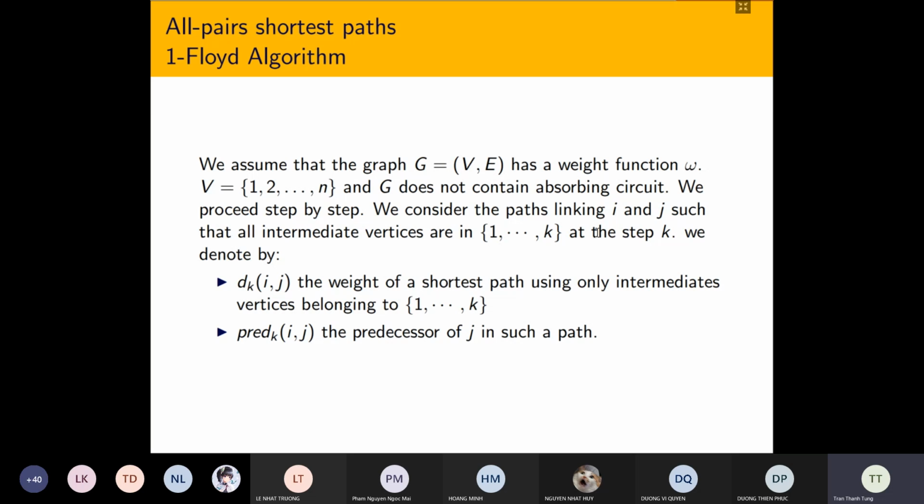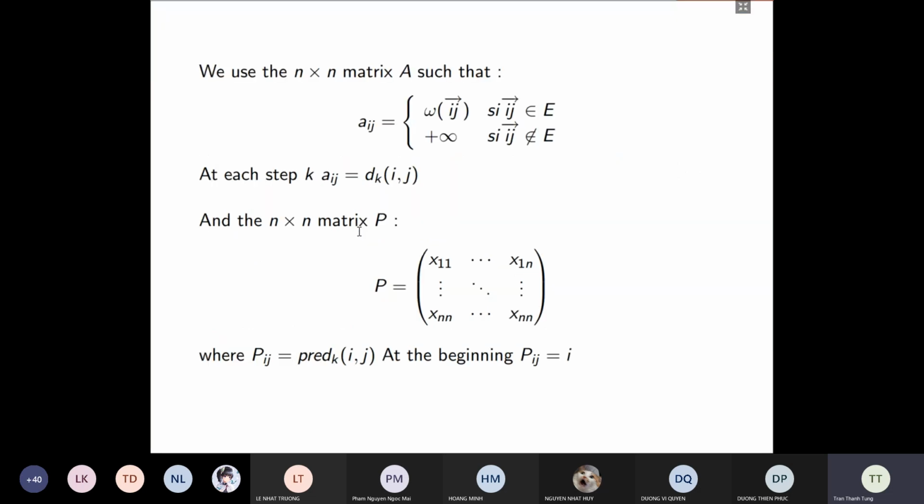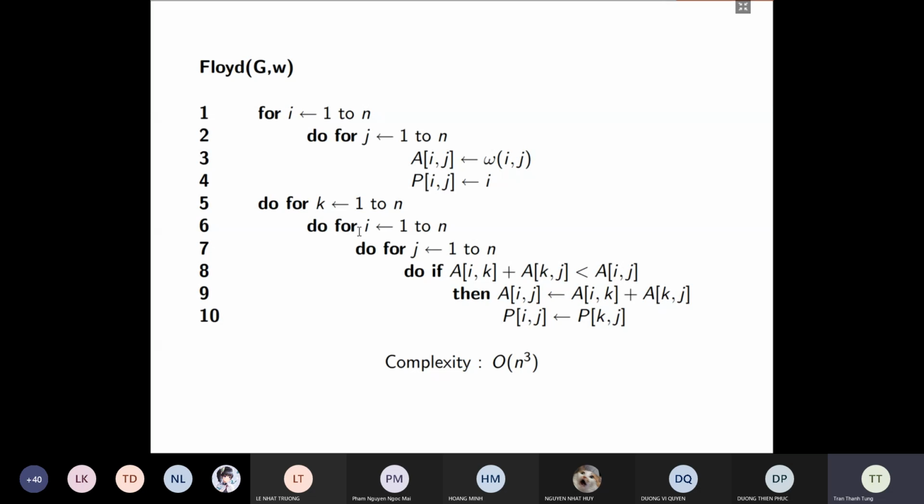So there is one algorithm that almost solves that. It's the Floyd algorithm that tries to solve all pairs shortest paths. The algorithm is quite simple in terms of code, but the complexity is O(n) square, or O(n) cube. So that is the shortest path algorithms.